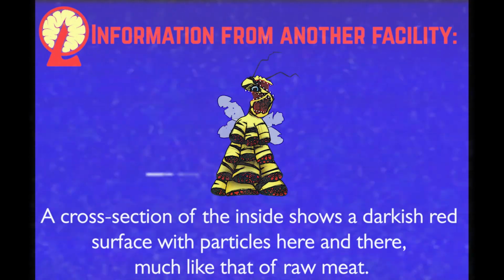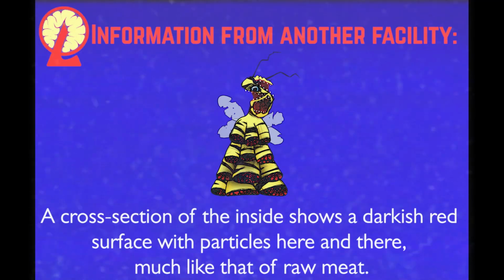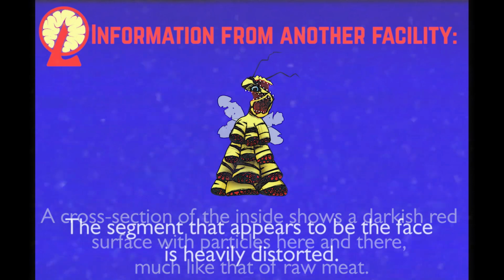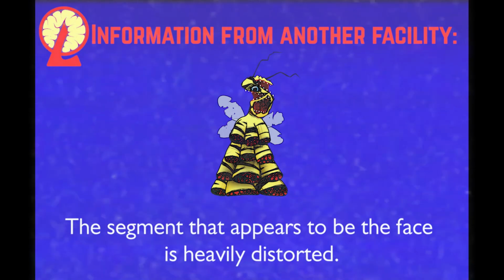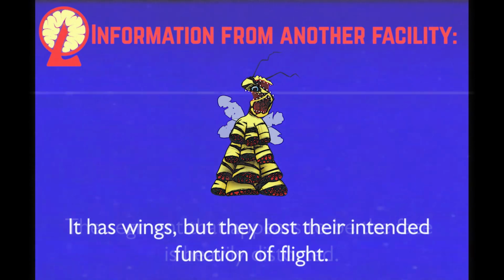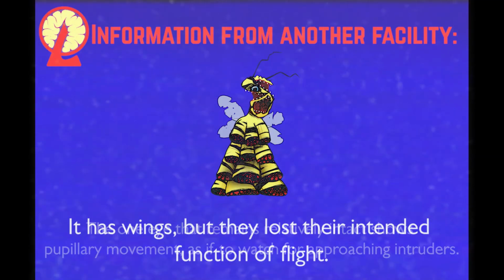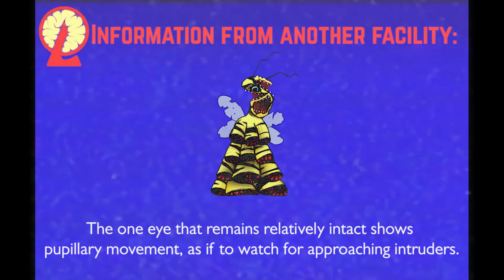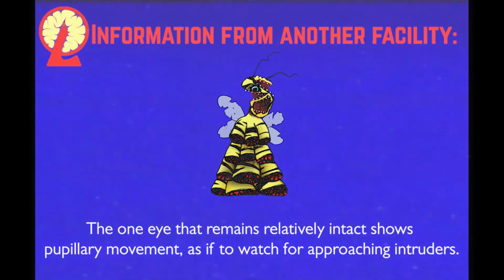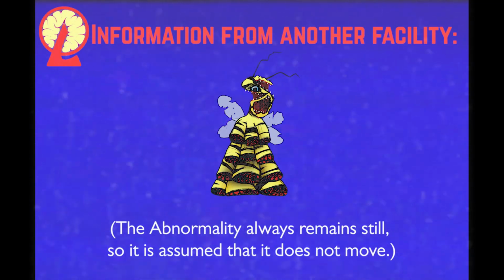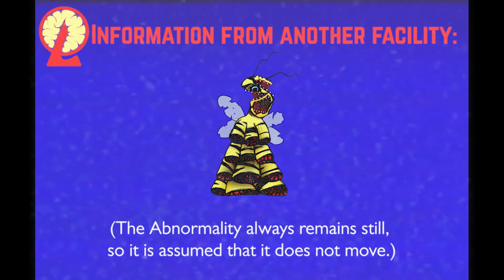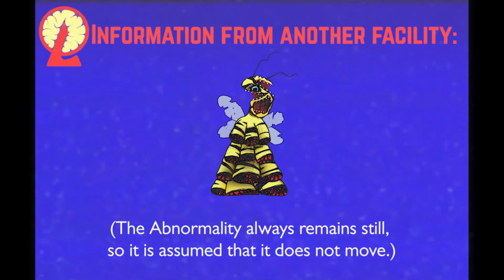A cross-section of the inside shows a darkish red surface with particles here and there, much like that of raw meat. The segment that appears to be the face is heavily distorted. It has wings, but they lost their intended function of flight. The one eye that remains relatively intact shows pupillary movement, as if to watch for approaching intruders. The abnormality always remains still, so it is assumed that it does not move.